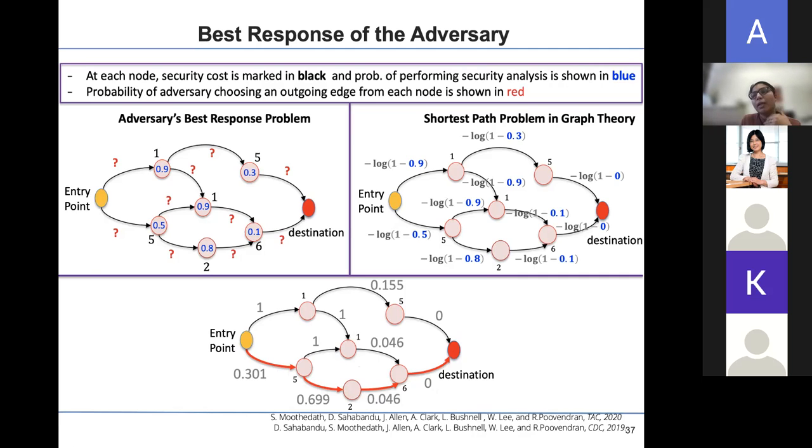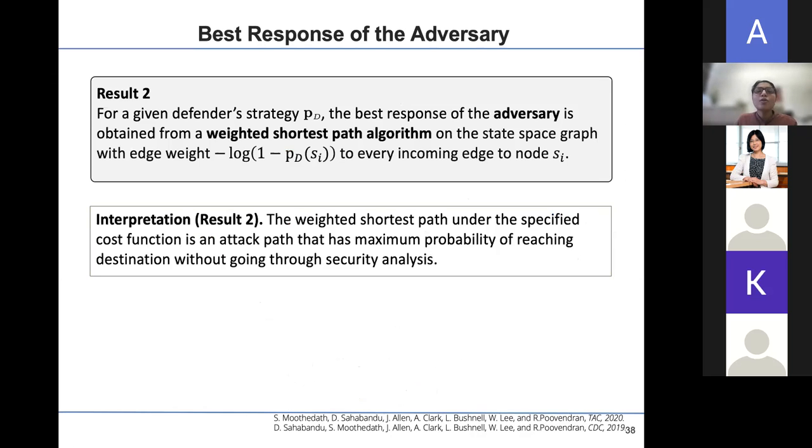So essentially what we conclude here is the adversary is solving a shortest path problem if the defender's policy was known. All right. So the best response of the adversary here is a weighted shortest path problem on the state space graph, and the edge weight is given by minus log(1 minus PD(Si)) to every incoming edge to node Si. And the interpretation here is weighted shortest path can be easily solved, and that path will give you an attack path where the adversary has maximum probability of winning.